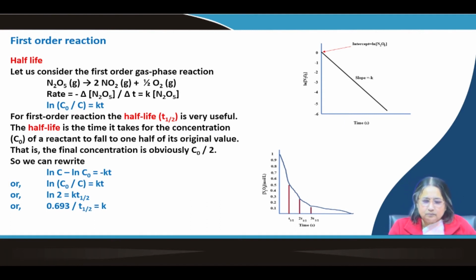Now, if you plot ln of N2O5 concentration against time, then you will get a straight line curve, because it is a first order reaction. Let me explain that here you will get a first order reaction; it is actually determined to be a first order reaction.